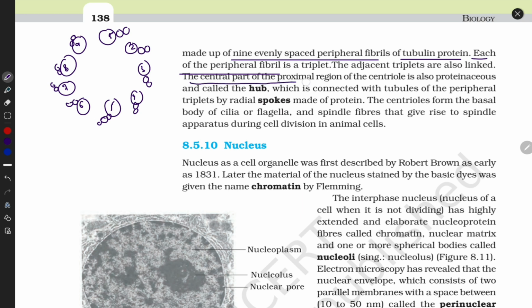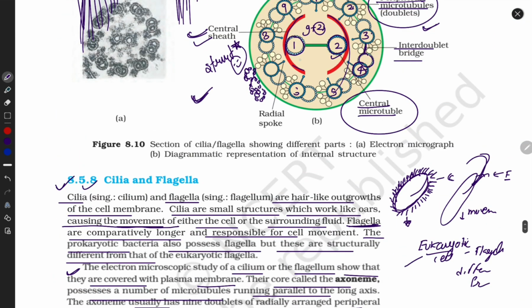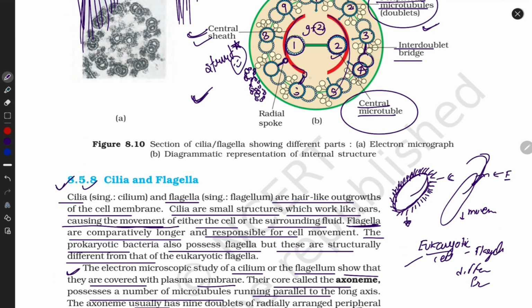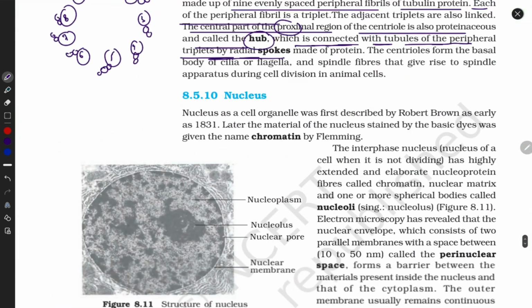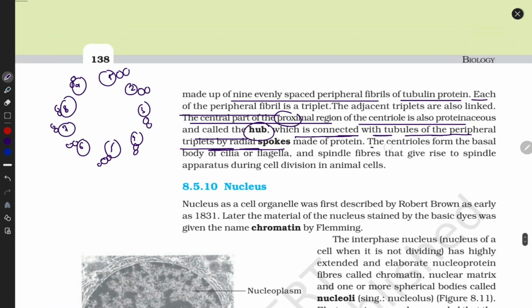Okay, the central part of the proximal region, proximal means the near region of the centriole, is also proteinaceous and called the hub. The center part we call a hub, which is connected with the tubules of the peripheral triplets by the radial spoke. Look here guys, this is the radial spoke. They are connected with the central sheet. Same structure guys. The centriole forms the basal body of cilia. This is the base part of the cilia and this is the cilia shaft.